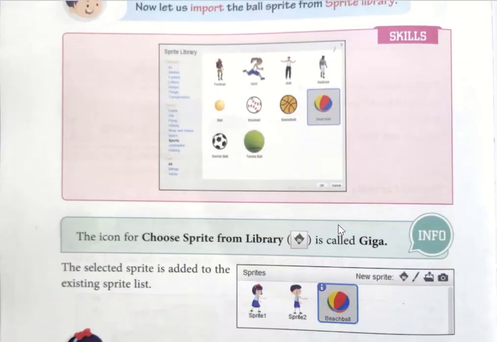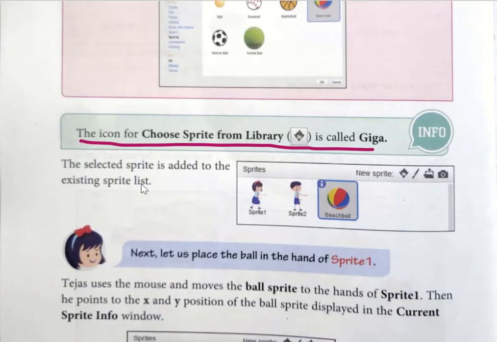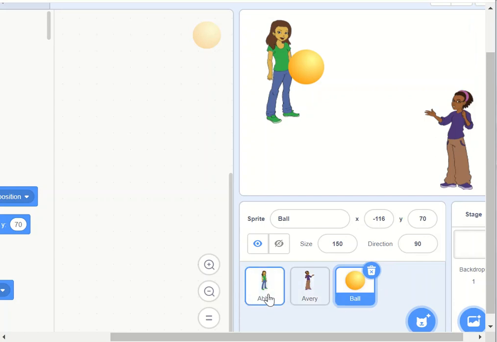Here we have imported it. The icon for choosing the sprite from the library is called Giga. Please underline the line. The selected sprite is added to the existing sprite list. Now here this is the existing sprite list. Here we have three sprites on the stage, and we have the list of the sprites here also.